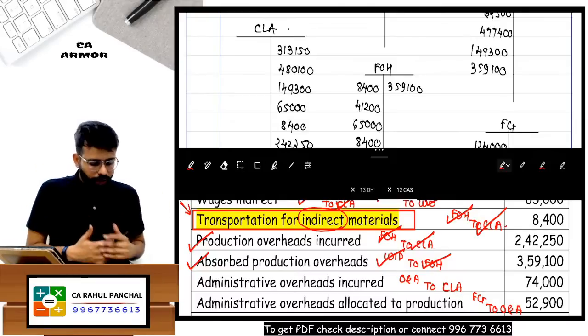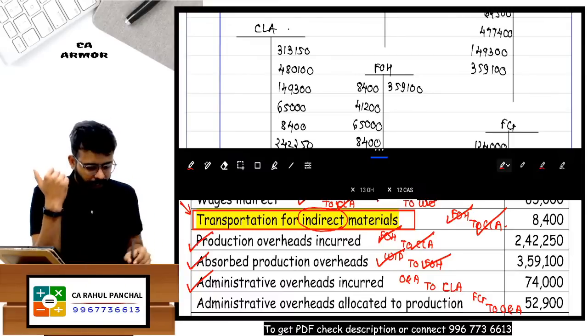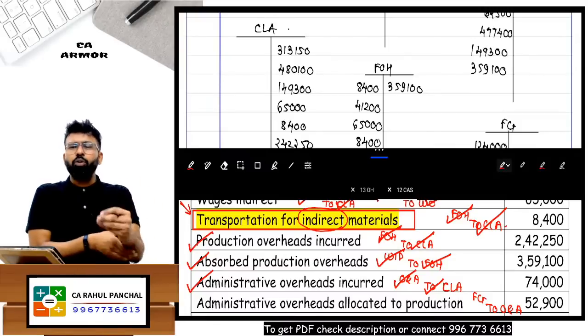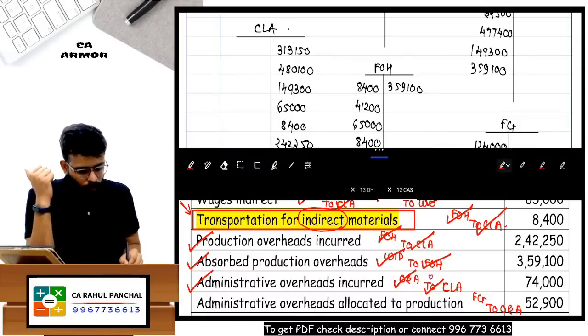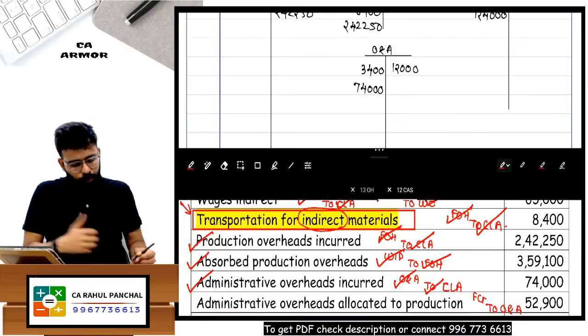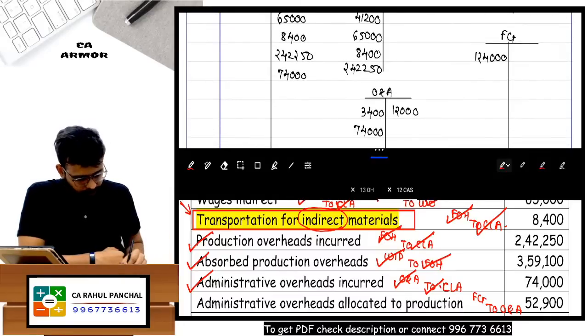Now try to understand. Till now we have done this. Admin overheads incurred. When you say admin overheads incurred and paid, the overhead account should be debited to bank. You don't have that account, so it goes to the CLA account, a dummy account. So on the office and administration account, debit side 74,000, and then on the CLA account, credit side, write down 74,000. CLA is cost ledger adjustment, done.